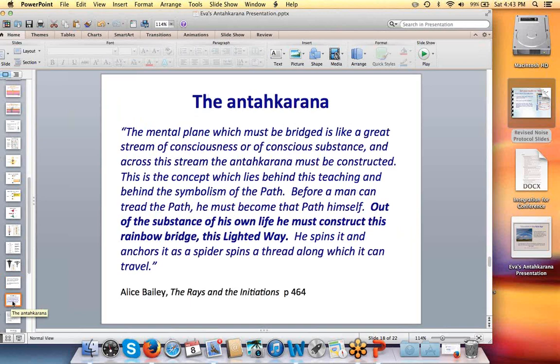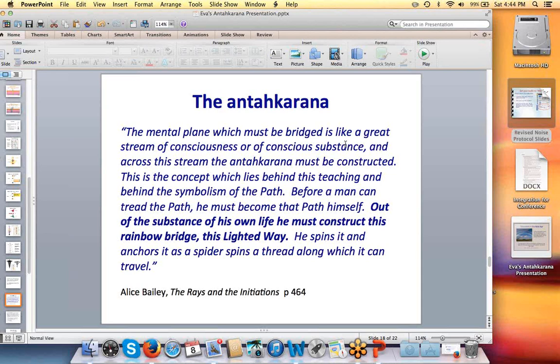Now, I love this quote. It's from the Tibetan, and sometimes I just use that for people to spring off of and to give me thoughts and ideas. But we've pretty well covered most of this, so let's see what it says. The mental plane, which must be bridged, is like a great stream of consciousness or of conscious substance. And across this stream, the Antahkarana must be constructed.